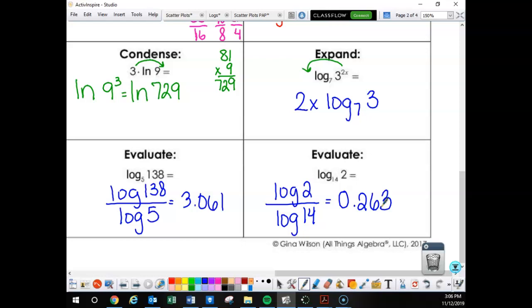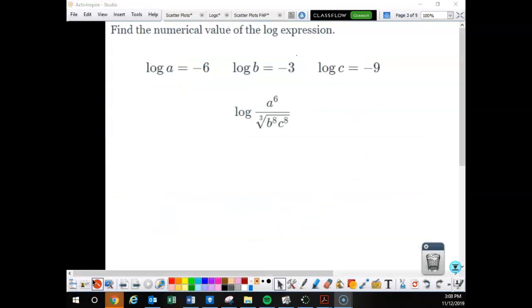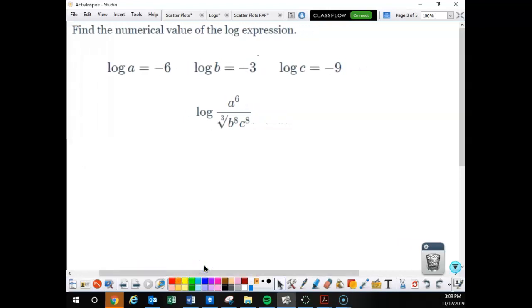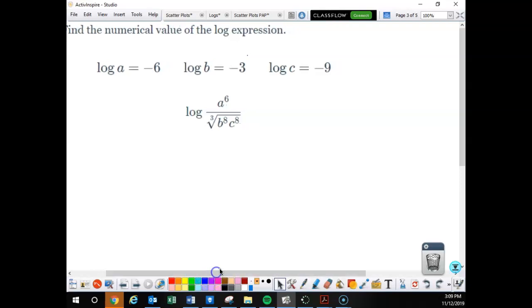All right. Now, really quick, I'm going to go over one of those examples from Delta Math. So this is one of the types of problems that you're going to get on Delta Math on that last section. Okay, it says find the numerical value of the log expression if log of A is -6, log of B is -3, and log of C is equal to -9. So what I want to do is expand this out.